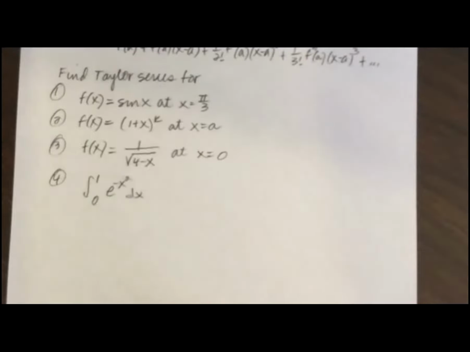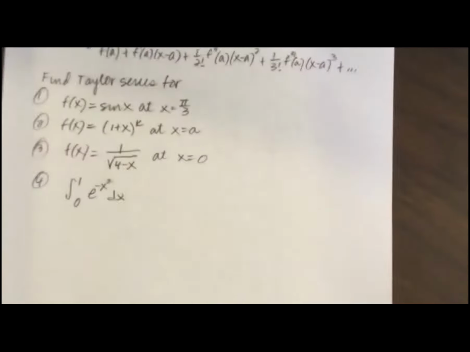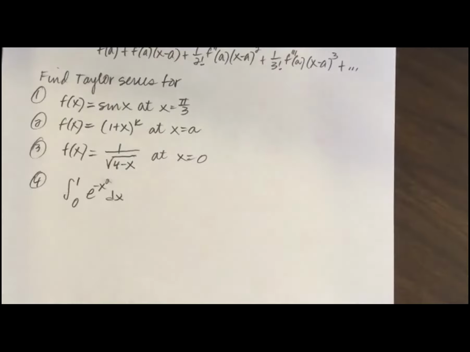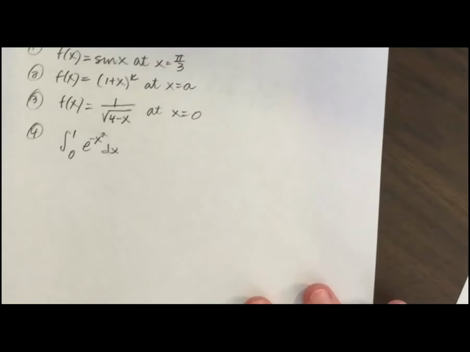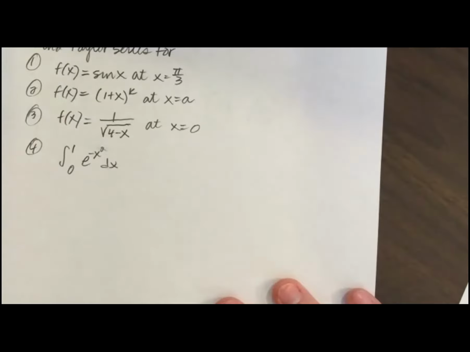Ready? Here it is. Here's the things we were supposed to do today. You're supposed to do sine at pi over 3. Then you're supposed to do 1 plus x to the k. I'm going to try a different angle. Maybe if it's at a different angle, it'll be better. I don't know what's up, it just doesn't want to focus today. Maybe my iPad needs to be updated. There you go. Okay, so we've got 1 plus x to the k. I'm going to run out of time, like always.